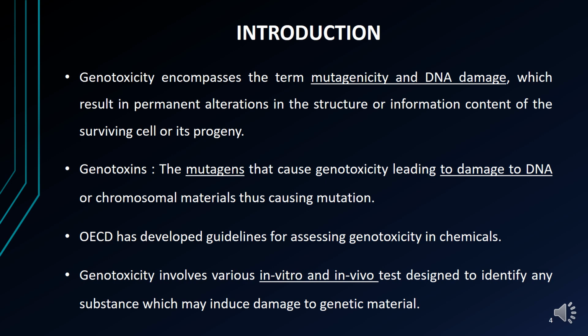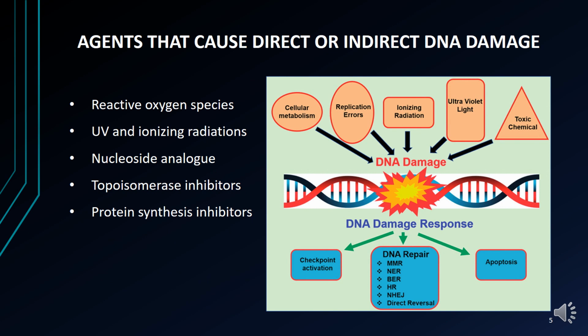Then the OECD has developed guidelines for assessing genotoxicity in chemicals. Genotoxicity testing involves various in vitro and in vivo tests designed to identify any substance which may induce damage to the genetic material. There are some agents that cause direct or indirect DNA damage, like reactive oxygen species, UV and ionizing radiation, nucleoside analogs, topoisomerase inhibitors, and protein synthesis inhibitors. These agents lead to direct or indirect damage to the DNA material.